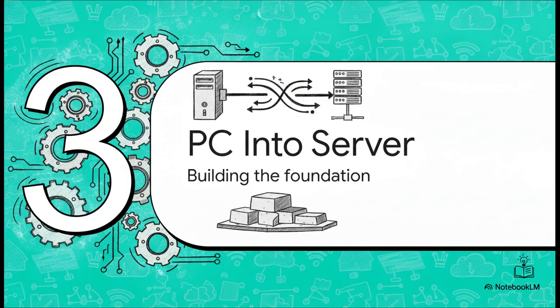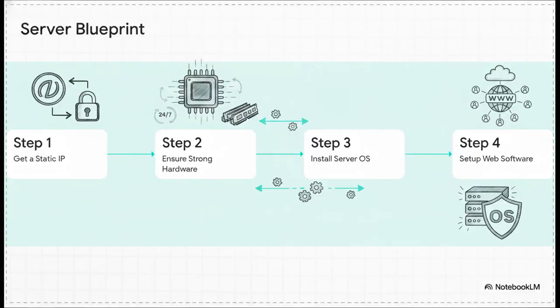Which brings us to Section 3. PC into server, building the foundation. Okay, we finally have all the networking pieces in place to reach our ultimate goal. Here is your builder's blueprint. 4 essential steps to transform your standard, everyday personal computer into a robust web server. Step 1, as we just discussed, is getting that permanent static IP. Step 2 is ensuring you have strong hardware. Remember, your personal server's new job is to sit there and answer web requests 24 hours a day, 7 days a week without failing. It needs to be tough.